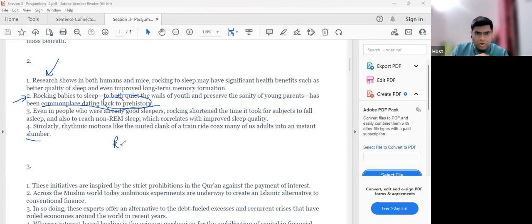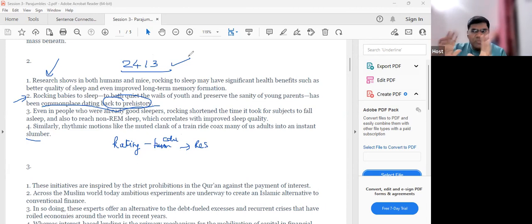So you talk about rocking babies to sleep. You talk about similar things happening in adults. And then you talk about the research part. So you are moving from the traditional wisdom of people. Then you come to the research part, which is again in the modern era. And then you say even in people who were already good sleepers rocking. So I would go from 2 to 4 and then to 1 and then to 3. This is the right sequence.